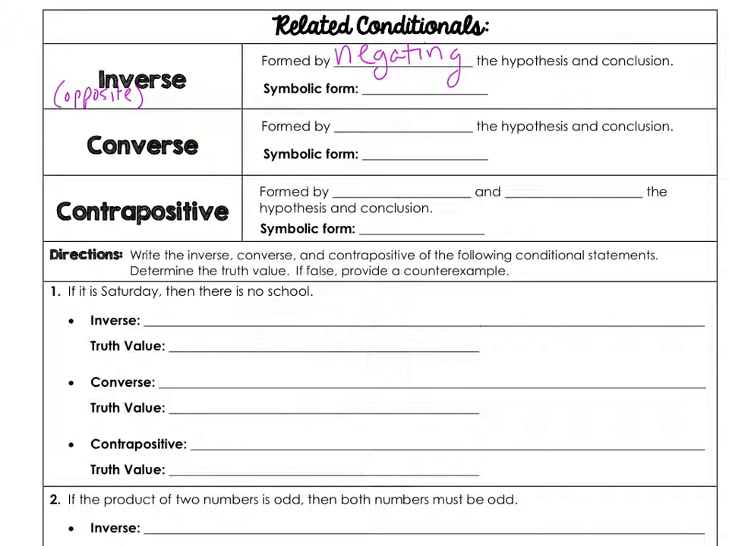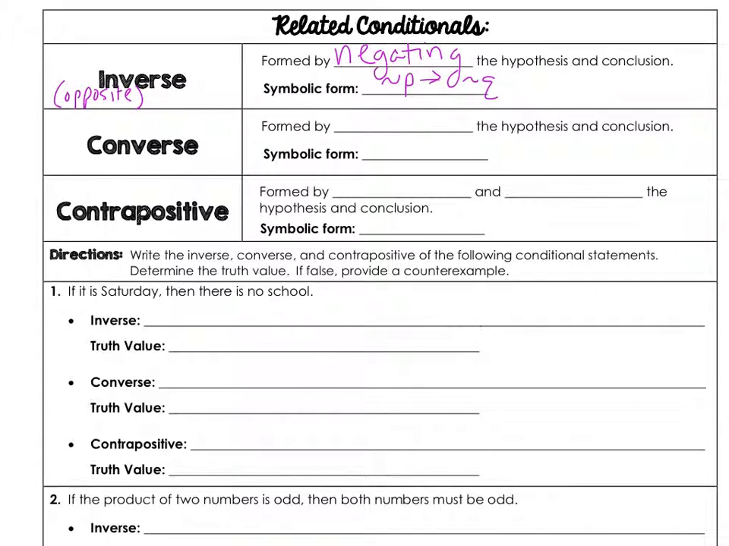So for example, our Valentine's question that we had before, if it is Valentine's Day, then it is February. We could say if it is not Valentine's Day, then it is not February. So we're saying the opposite of both parts, the hypothesis and the conclusion. So for the symbols, what we're going to use for that is instead of our P implies Q, we're going to say not P implies not Q. So we're putting a little squiggly in front of it. That means that we're negating what the hypothesis is and negating what the conclusion is.